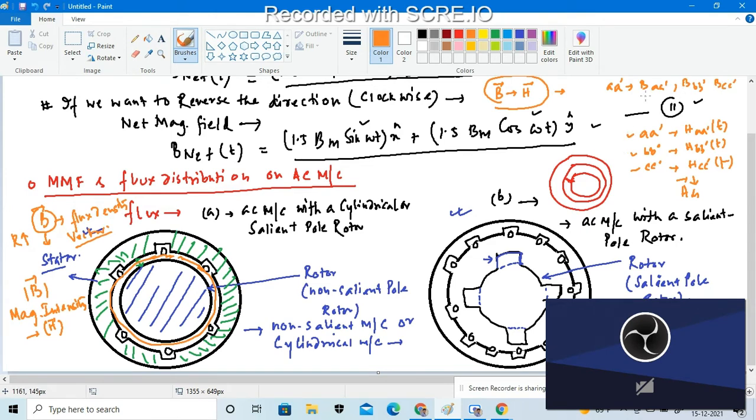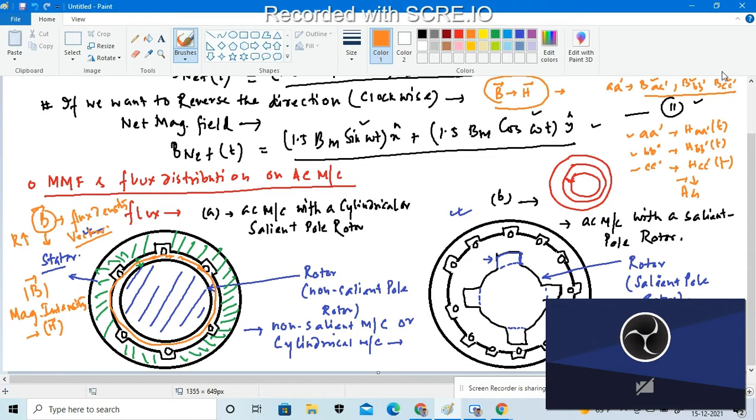So from there, for the different coils, we are finding the flux density. We are assuming that the total flux density will vary sinusoidally only if the magnetizing intensity vector, denoted as H, varies sinusoidally along the surface of the air gap, right?